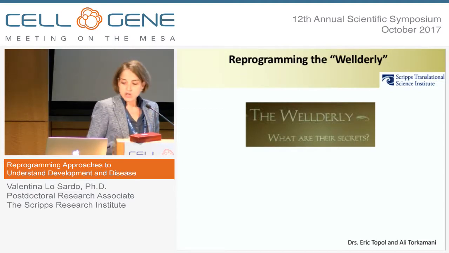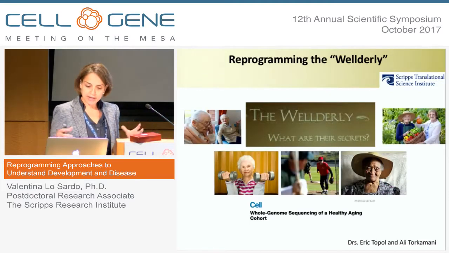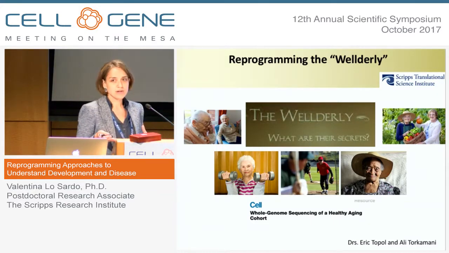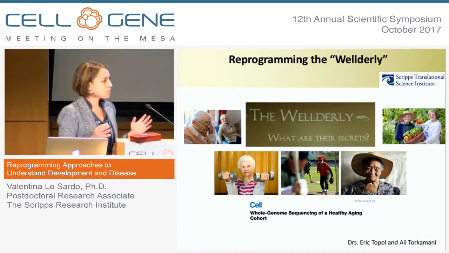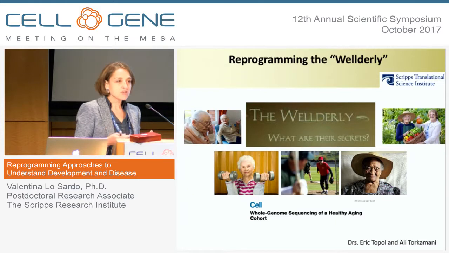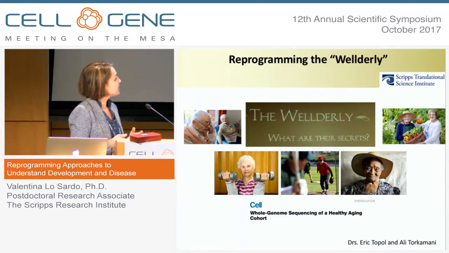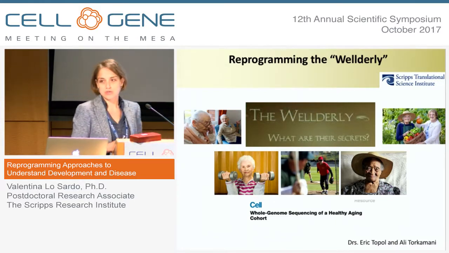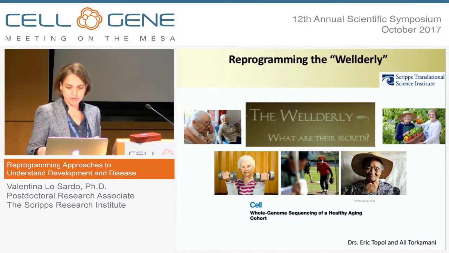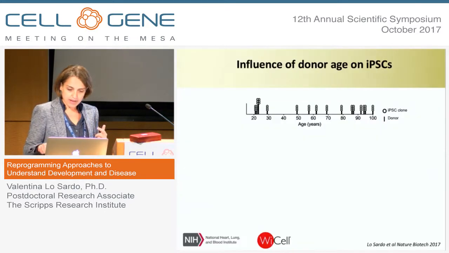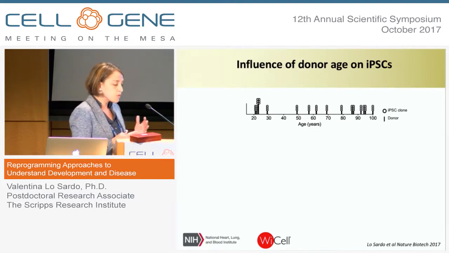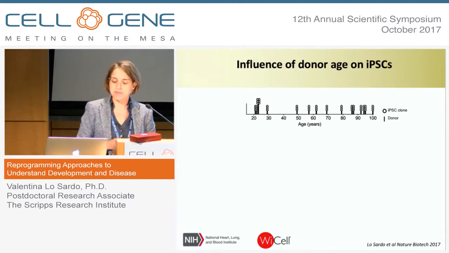It's the Welderly. Those are a collection of blood samples from people that are between 85 and 100 and more years old. They are completely healthy, with no sign of major diseases, no aging-associated disease. So these will probably be the best controls to use: healthy people with no aging-related disorder. Our question is how donor age can influence iPSC quality.